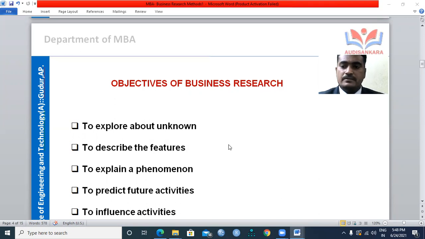When it happened, where it happened, how it happened, and who is the culprit behind the particular incident. By posing all these questions, we can come up with the valid features of the particular phenomenon. That is what we call to describe the features, or to explain a phenomenon. Even descriptive research speaks about explaining a phenomenon.